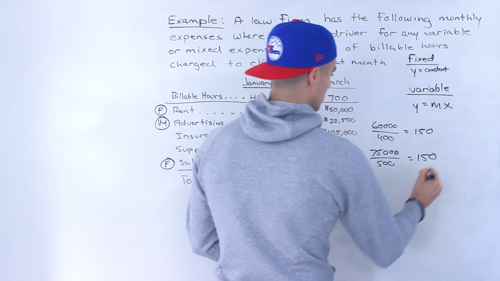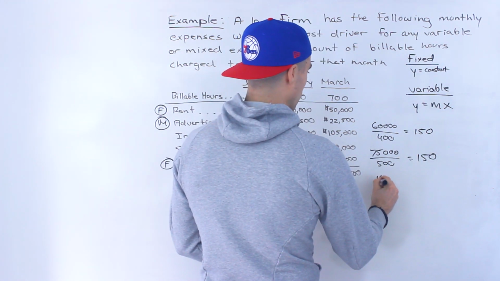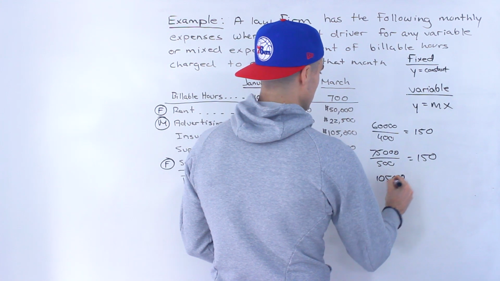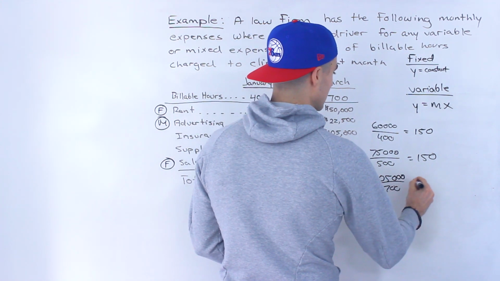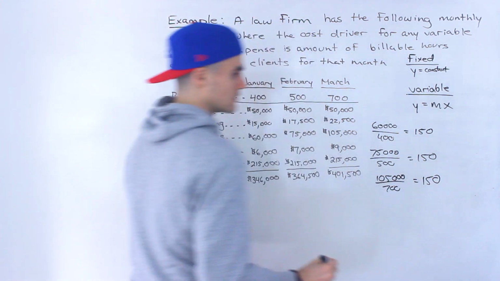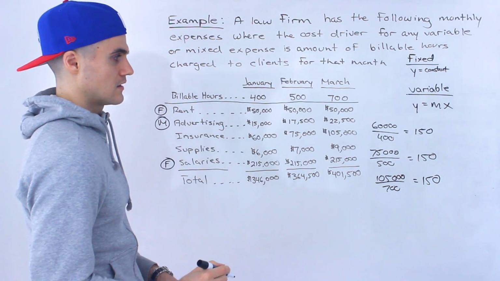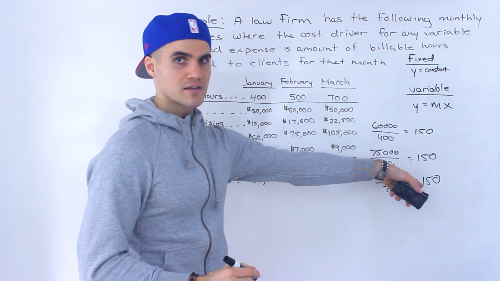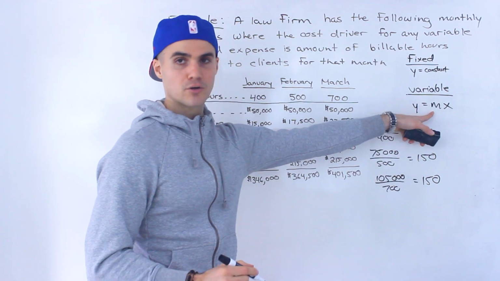That's going to give us 150. Now let's take 105,000 divided by 700. That's going to give us 150. And so because these numbers are constant, we know that that's going to represent the M.